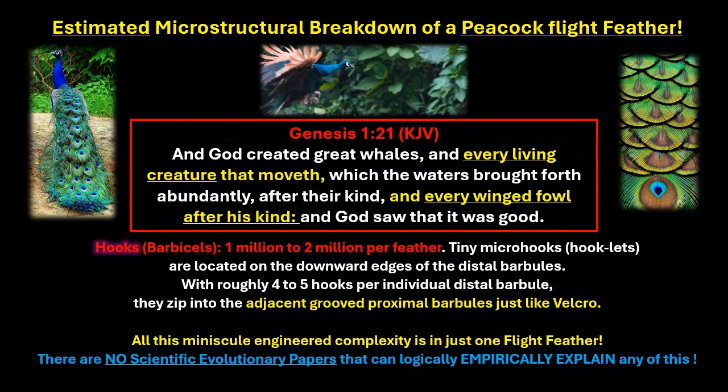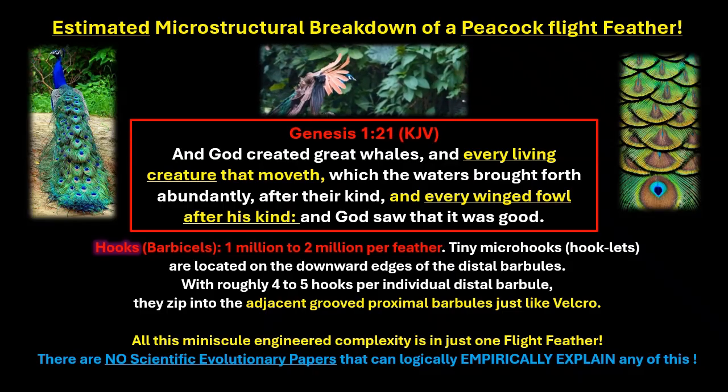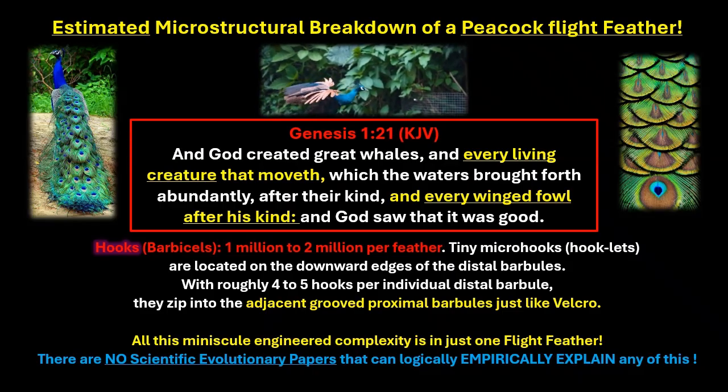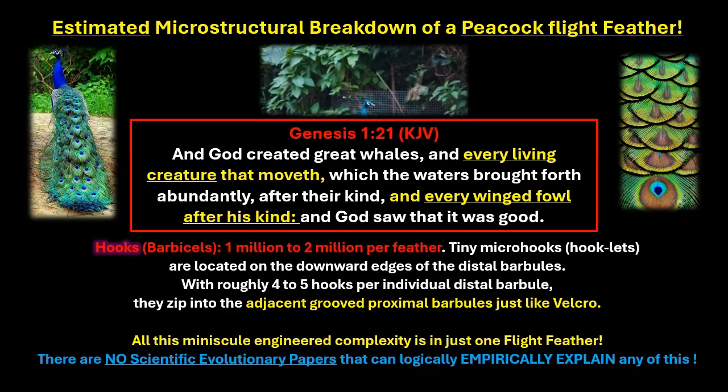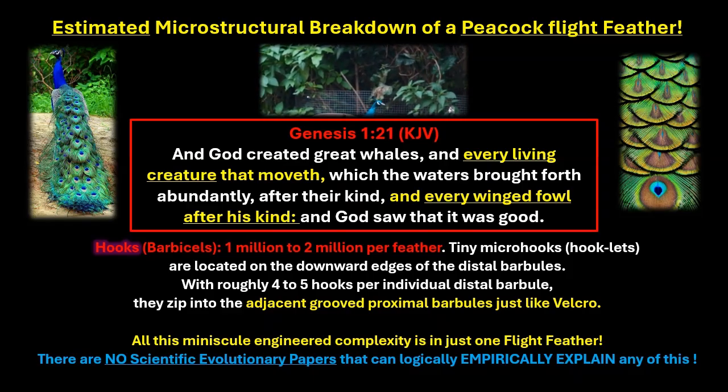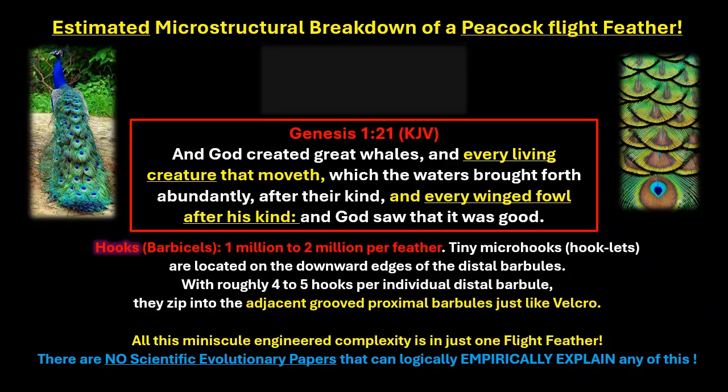In Genesis 1 verse 21 it says, "And God created great whales and every living creature that moveth, which the waters brought forth abundantly after their kind, and every winged fowl after his kind. And God saw that it was good."